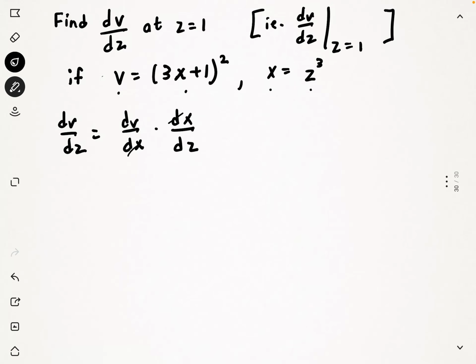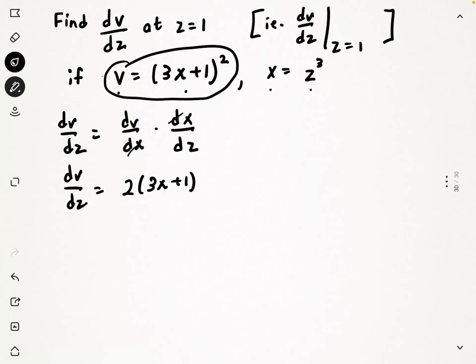Basically, what you want to do is make sure that you have your equations in Leibniz notation set up correctly, and then you're ready to proceed. So now, dv dz, let's get dv dx. Let's get the derivative of this equation right here, which is chain rule. Bring the 2 down in front and subtract 1. We can put a 1 there if you want, not necessary. Times the derivative of the inside, which is 3. So that takes care of the dv dx. The next part, the dx dz, is the derivative of this. That is just power rule, so that's 3z squared.